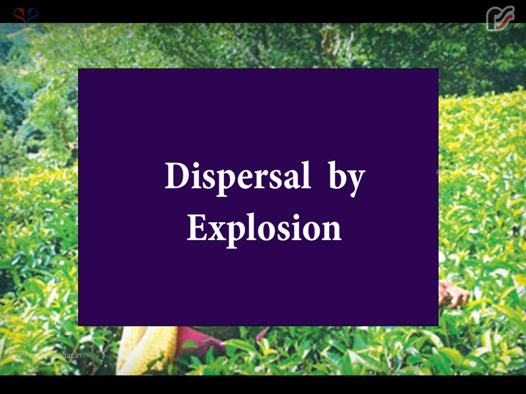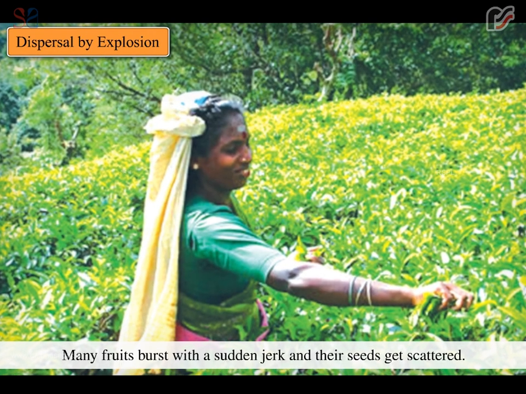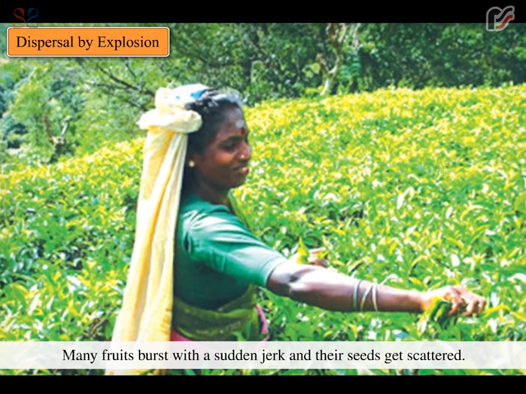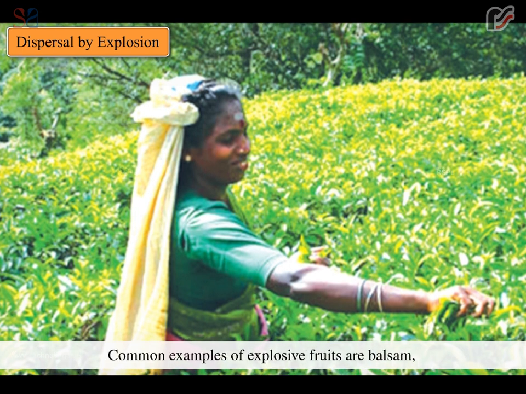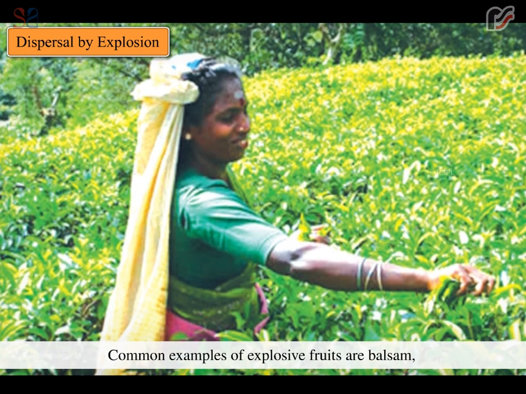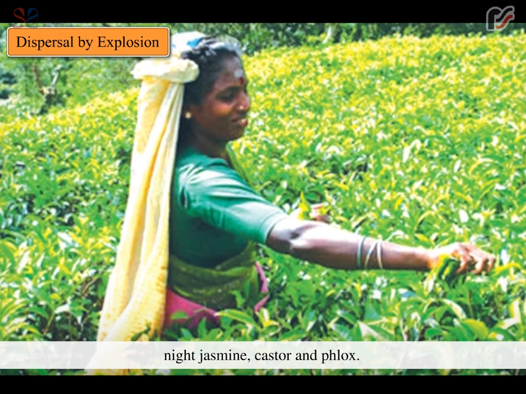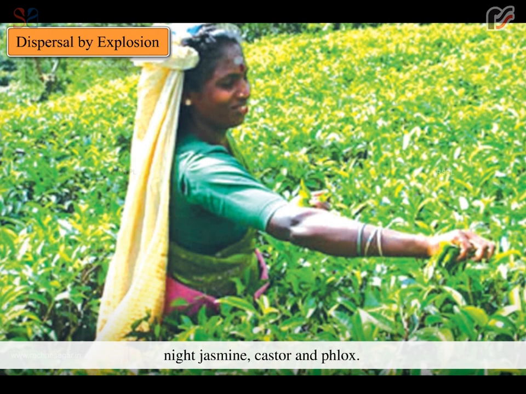Dispersal by explosion. Many fruits burst with a sudden jerk and their seeds get scattered. Common examples of explosive fruits are balsam, night jasmine, castor and phlox.